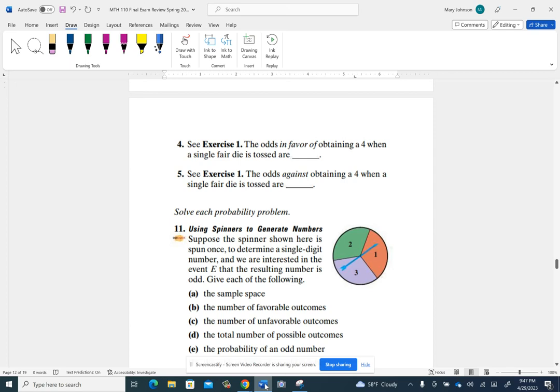All right, let's get started on probability. So I've snipped the problems that they referred to on the final exam study guide. So let's take a look.